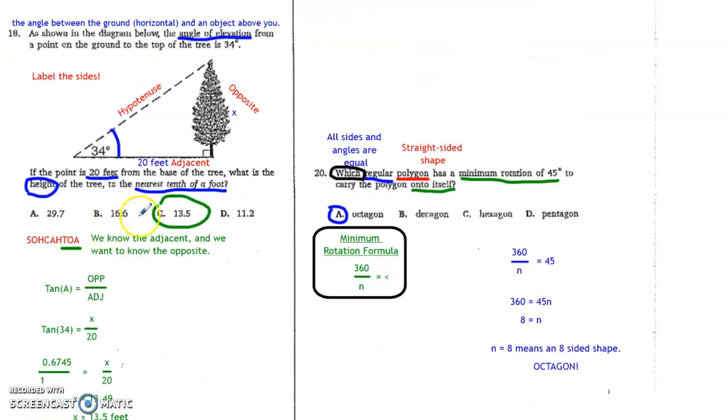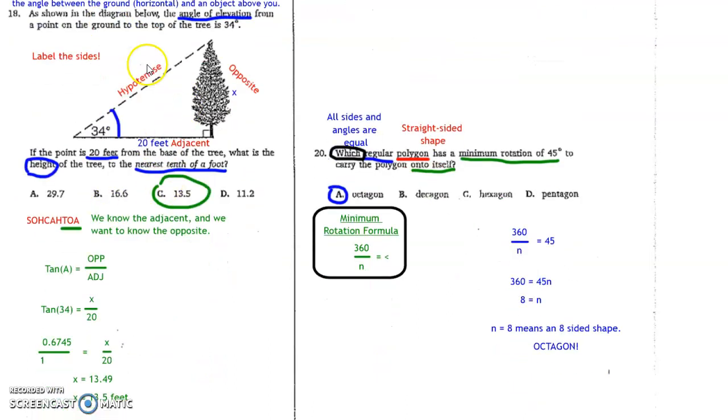Here's a pretty standard trigonometry question. It gives us the angle between the ground and an object above, which is called the angle of elevation, and it asks for the opposite. We're looking at SOHCAHTOA as our guiding factor to figure out which one to use. TOA stands for tangent equals opposite over adjacent, and we know the adjacent and we want to know the opposite. So that's the one we're using. We don't know the hypotenuse, so we're not going to use sine or cosine.